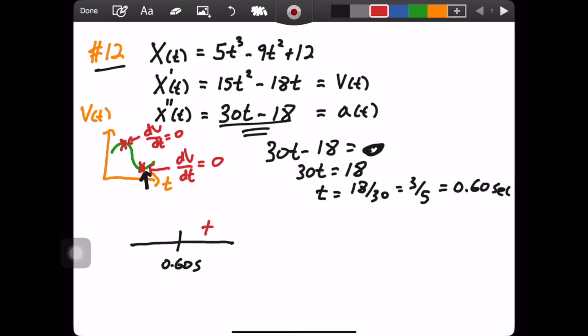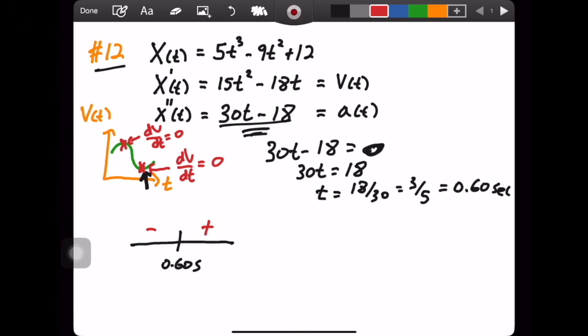The acceleration at a time that is greater than 0.6 seconds has a positive value. Let's go less. Let's go, say, 0.5 seconds, which is the same thing as half of a second. And again, I'm going to go back to my acceleration equation, but I'm going to plug in now t equals 0.5. So 30 times 0.5 is 15. 15 minus 18 is minus 3. So you have negative here. So at 0.60 seconds, the acceleration, which is x double prime, is going from a negative to a positive. And so by going from a negative to a positive, we know that we are at a minima.